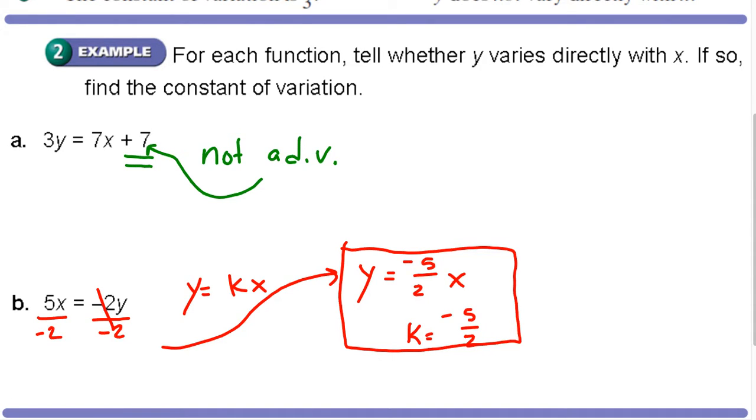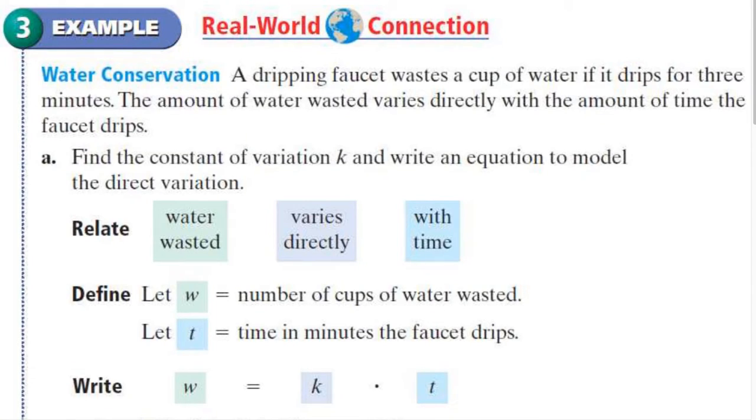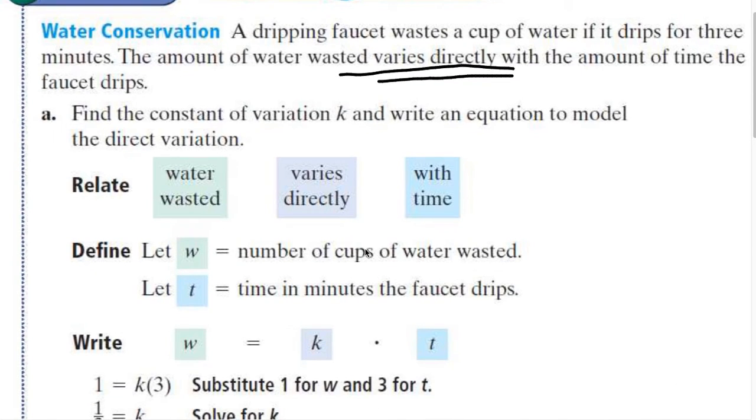Okay, example 3. A dripping water faucet wastes a cup of water if it drips for 3 minutes. The amount of water wasted varies directly. Right there, that is a key word that tells us that this is a direct variation. It varies directly with the amount of time the faucet drips. So what you have is the amount of water wasted is represented as W. K is your constant of variation, and then the time is T.